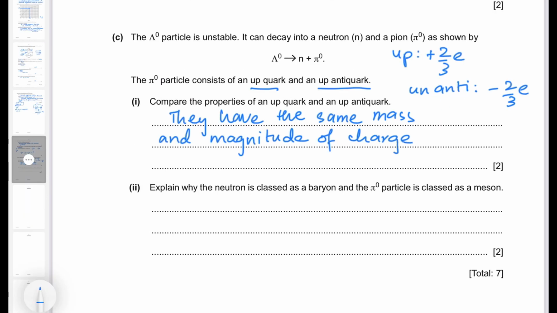To explain why the neutron is classified as a baryon and the pion particle is classified as a meson. Neutron consists of an up quark and two down quarks, so that is 3 fundamental particles, which makes it a baryon. And pion particle consists of a quark and an up antiquark, which is why it's a meson.